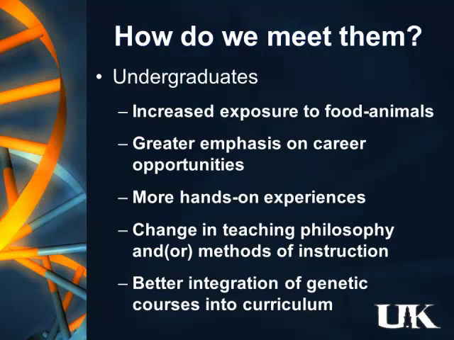I'm almost done. With undergraduates, I think we have to give them increased exposure to food animals, because it's not that they don't like them or don't want to work with them, they just don't know anything about them. And the more that you expose them to it, the better. Greater emphasis on career opportunities, more hands-on. It may mean that we have a change in our teaching philosophy and our methods of instruction, and we probably need to integrate our genetics into courses better.